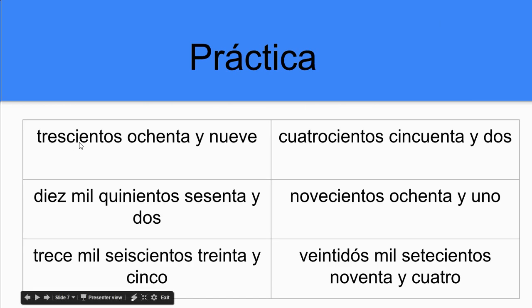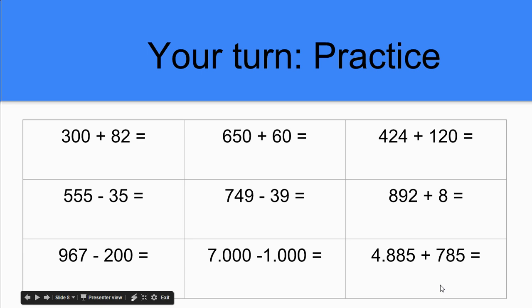Okay, so some practice. We see 380, 389. 452. 10,000, 500, 62, 10,562. 981. 13,000, 600, 635, 13,635. 22,000, 700, 94, 22,794.